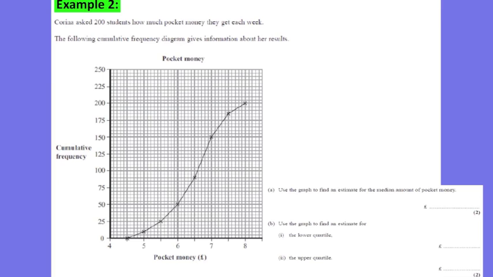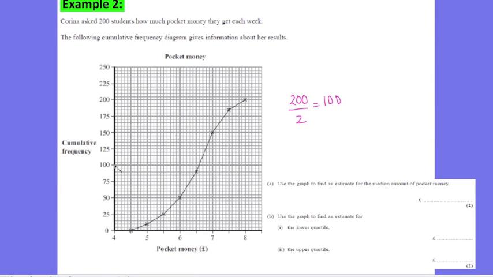Karina asked 200 students how much pocket money they get each week. The following cumulative frequency diagram gives the information about her results. We're asked to use the graph to find an estimate for the median amount of pocket money. So to be able to find the median, we need to find the total. From our graph here, we can read 200, divided by 2 is 100.